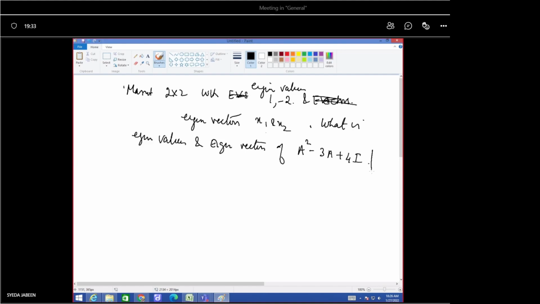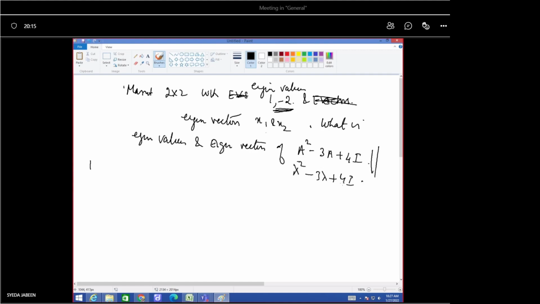You can use the Cayley-Hamilton theorem itself. Can you use it? Yes, ma'am. Because when we were doing the Cayley-Hamilton theorem, we were replacing the characteristic equation, because it was said that every matrix satisfies its own characteristic equation. So from the characteristic equation, we were getting the values of lambda 1 and lambda 2. If you move backward, you can get these terms in terms of lambda. So you can write this as lambda square minus 3 lambda plus 4I.